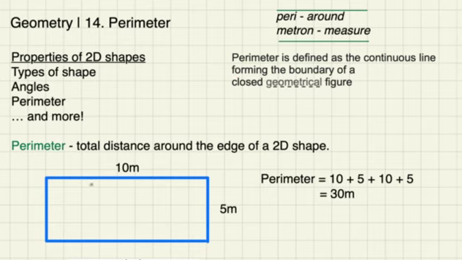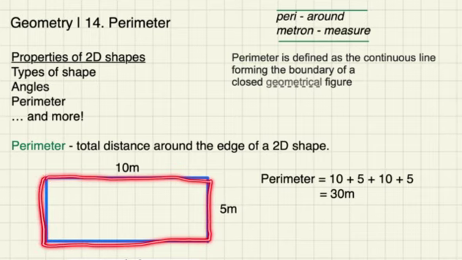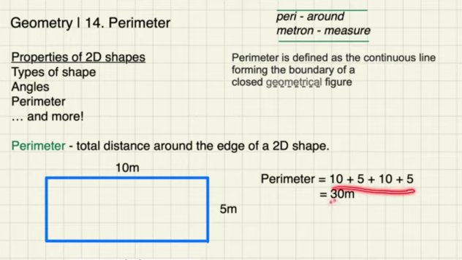So if we have a look at something like this rectangle here, and this rectangle is 10 meters by 5 meters, a property of the shape is, if you were to wander around just the outside of it, how far would you go? So it would be 10 meters plus 5 meters plus another 10 meters plus another 5 meters. And when you put that all together, it produces 30 meters. So that's for a rectangle.